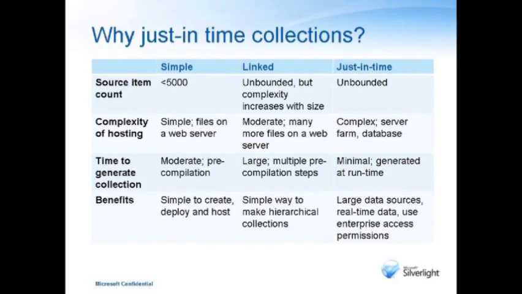So why would you use a just-in-time collection or these other types of collections? Well, we've gone through some of the reasons of the size limitations. Simple, you probably don't want to go more than 5,000. Linked, you can go potentially unbounded, but maintaining all these links just gets more complex as you want to do more things. And with a just-in-time collection, your size is unbounded. How big is your data source, really?